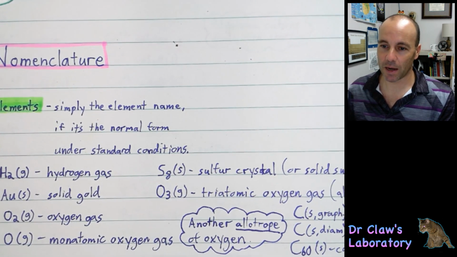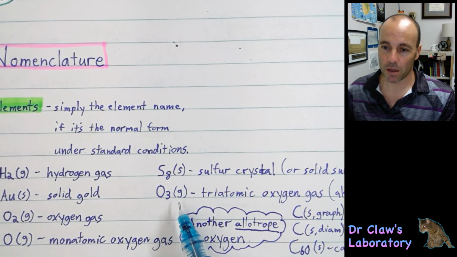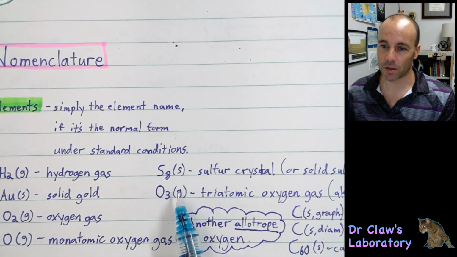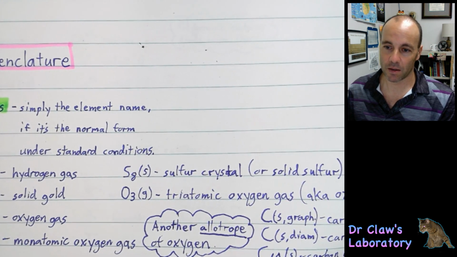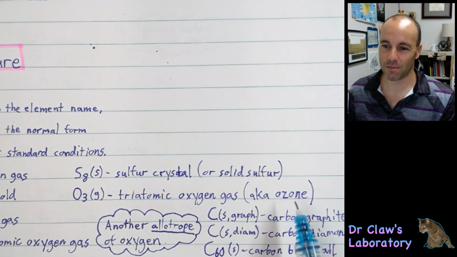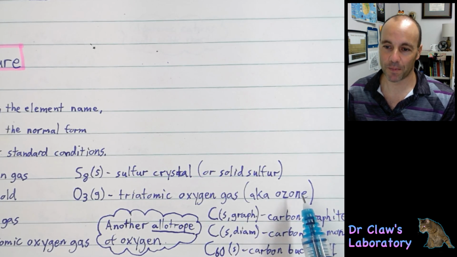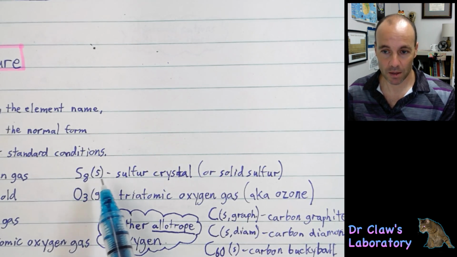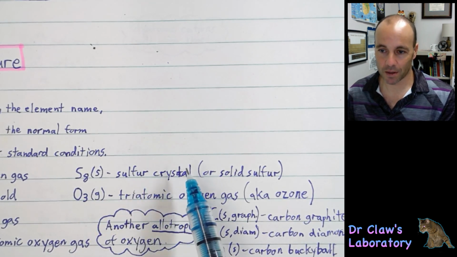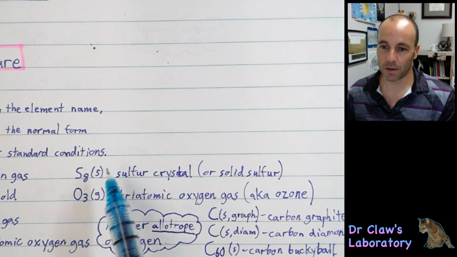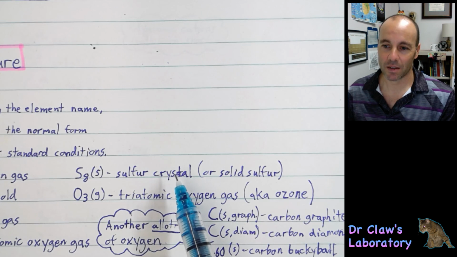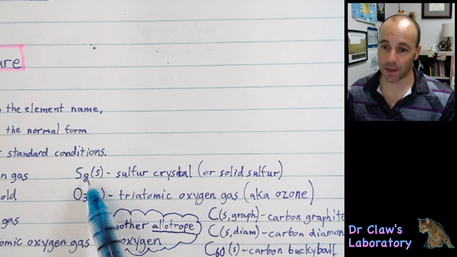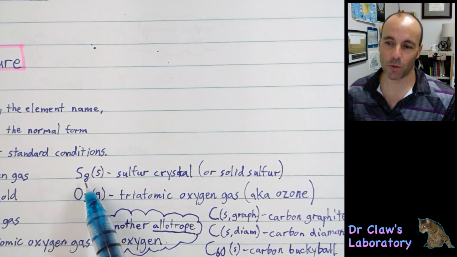Now, just like there's monatomic oxygen gas, O3 is called triatomic oxygen gas. That's another allotrope of oxygen. And this is also known as ozone, O3 molecules. Okay. Sulfur, the normal form of sulfur is S8. So we would just call this sulfur crystal or solid sulfur, whatever. Solid sulfur, sulfur crystal. Crystal is solid. So either one of these works. We don't have to indicate that there are 8 atoms of sulfur because that's the normal form.